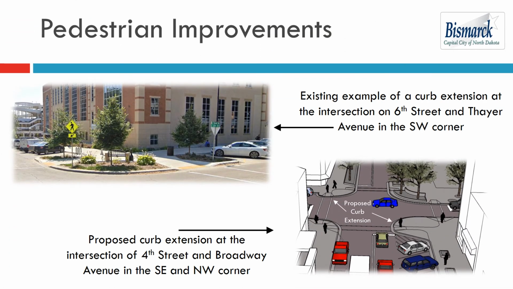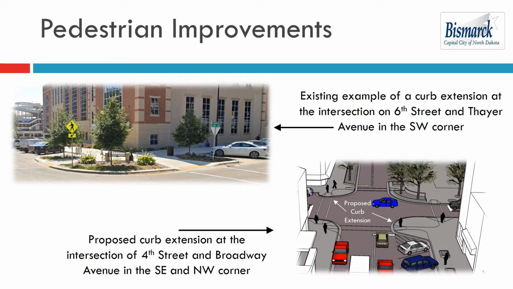As mentioned earlier, one purpose of this project is to improve pedestrian safety. One way to do this is through curb extensions, also called bulb outs or bump outs. Curb extensions extend the sidewalk into the parking lane to narrow the roadway and provide additional pedestrian space at key locations. Curb extensions enhance pedestrian safety by increasing pedestrian visibility, shortening crossing distance, slowing turning vehicles, and visually narrowing the roadway.